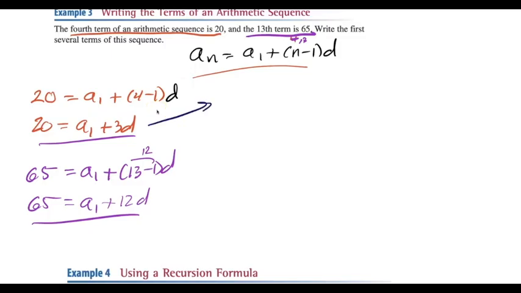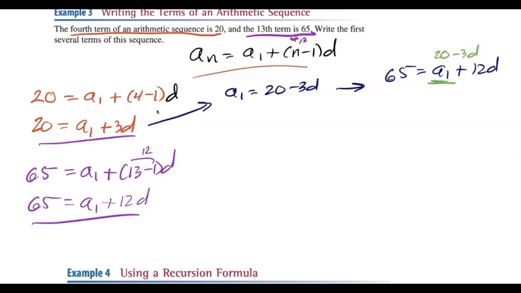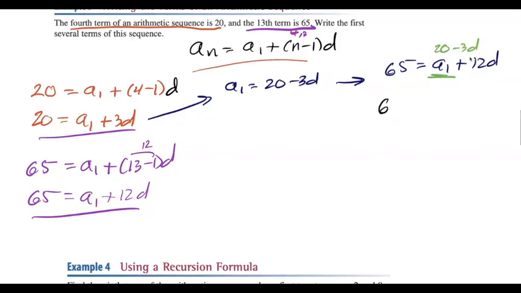I'm going to do substitution because we can get A1 by itself. A1 equals 20 minus 3d. And we can plug that into the other equation, 65 equals A1 plus 12d. But we know A1 is 20 minus 3d. This is substitution: in this equation I solve for A1, and I'm going to plug it into A1 in the other equation. Now we can add up like terms. We get 65 equals 20 plus 9d.